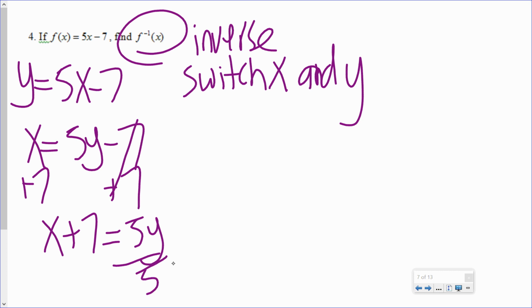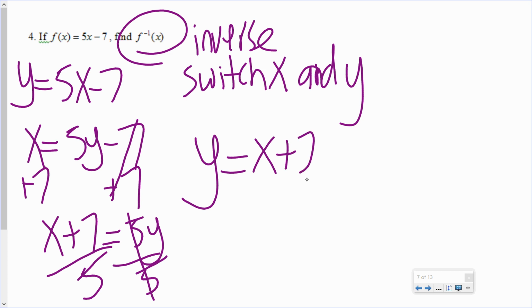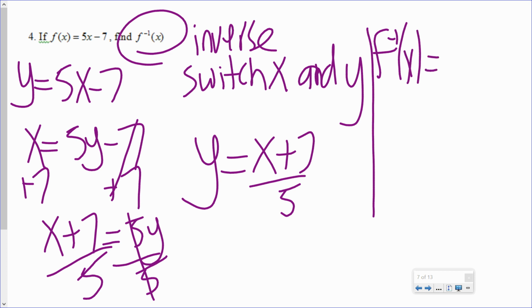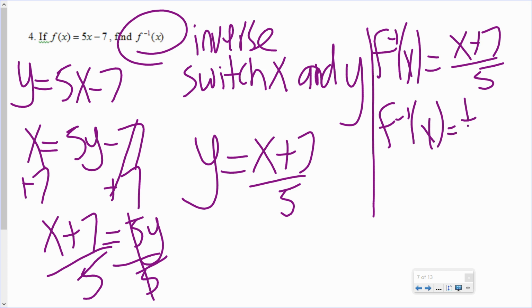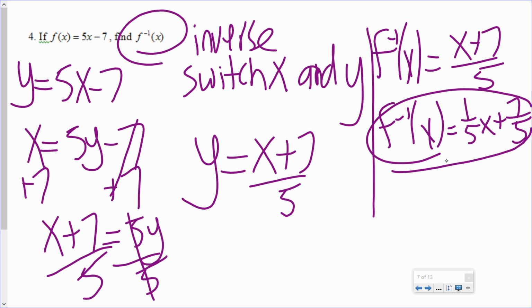Divide by 5. Now, since it's open response, you have some options. You have y equals x plus 7 over 5. So you can write your answer as f inverse x equals x plus 7 over 5. Or you can break it apart and write it as 1/5 x plus 7/5. Either one is good. That's inverse.